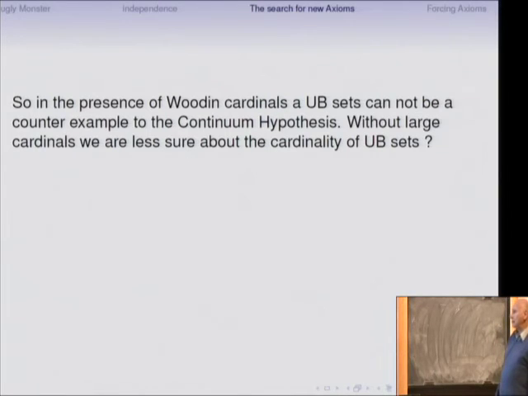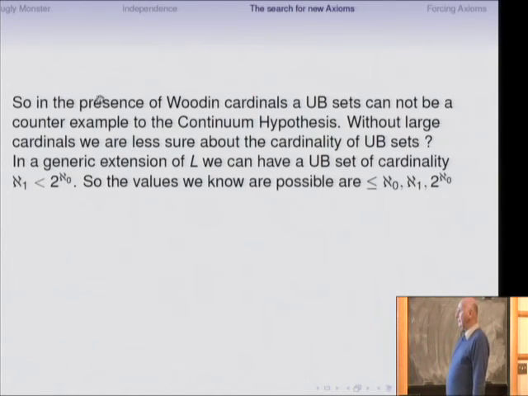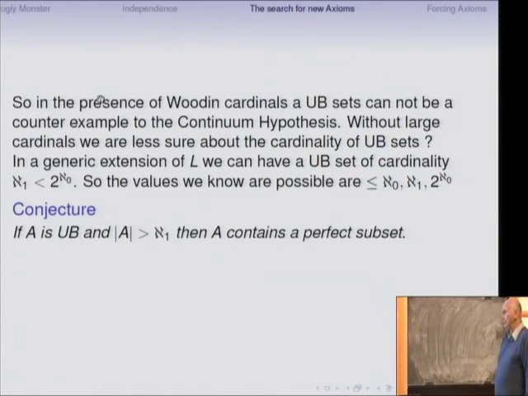So suppose we forget about large cardinals. What do you know about the cardinality of universally Baire sets? By Gödel, in the generic extension of L, you can have a universally Baire set of cardinality Aleph 1 while the continuum is large. So we know that the possible values are Aleph 0, Aleph 1, or the continuum. Conjecture: I have some reasons for believing the conjecture, though I don't know the proof. Even without large cardinals, that's the only possibility.